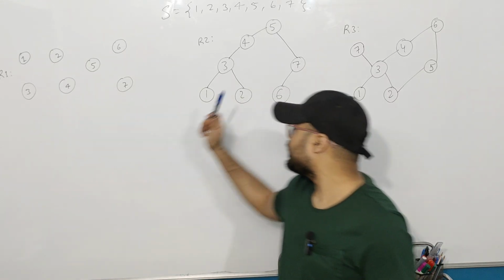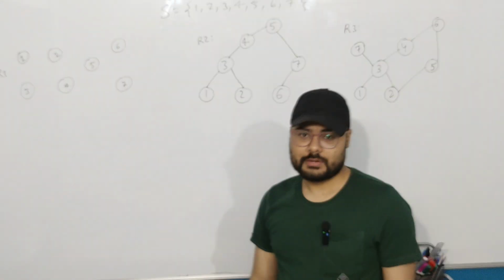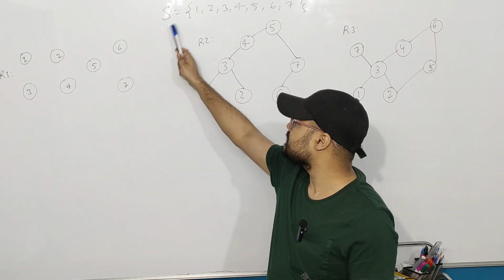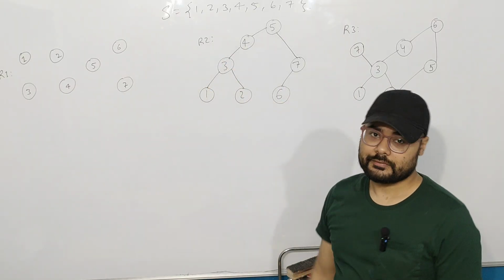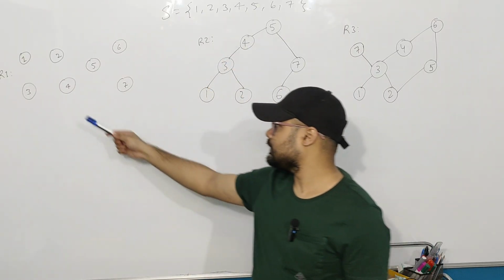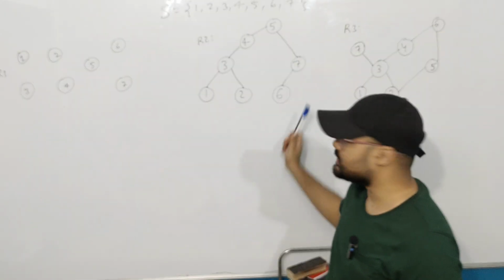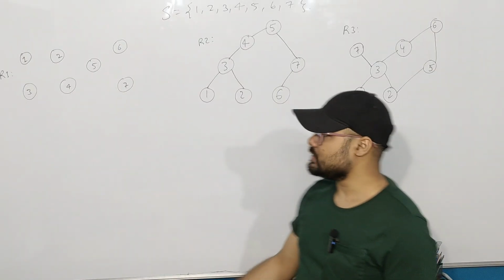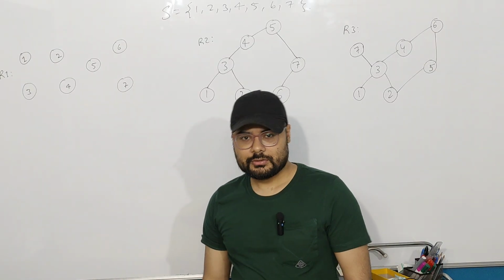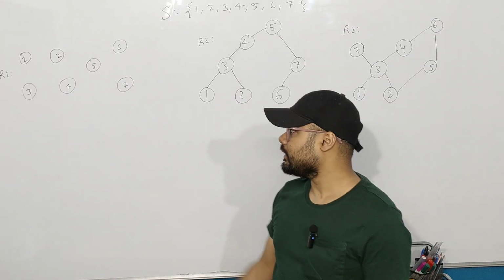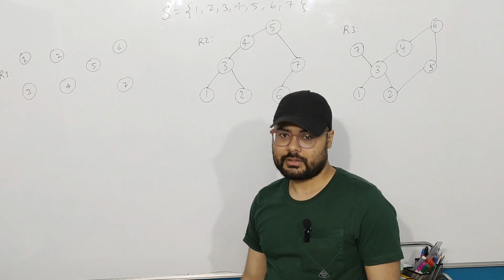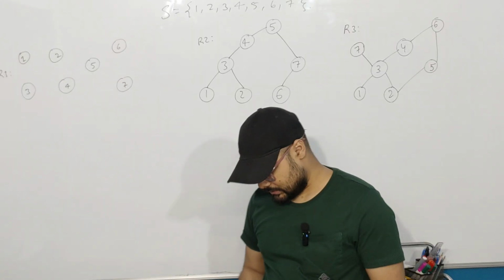These are the three relations R1, R2 and R3, which are partial order relations on this set S that has elements 1, 2, 3, 4, 5, 6, 7, and these are the corresponding Hasse diagrams respective to each relation. Now in this video we will just write down the ordered pairs from the Hasse diagram. What are the ordered pairs of the relation?